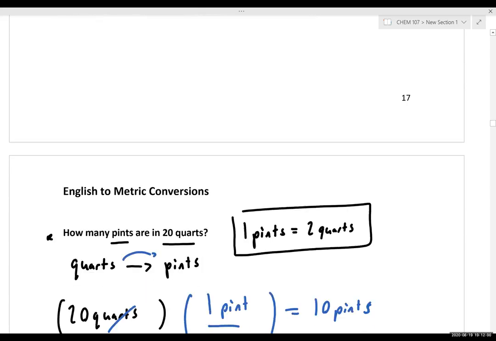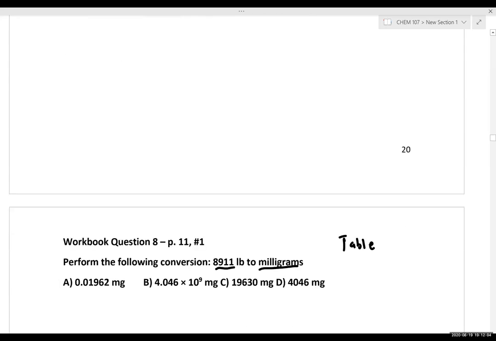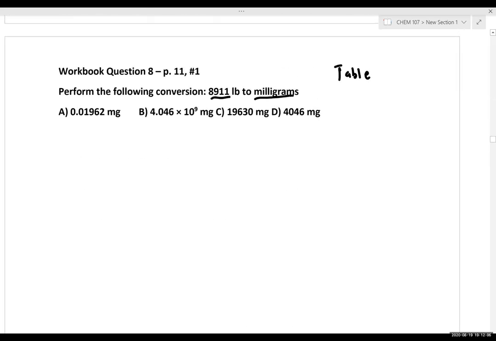So 453.6 grams per pound. Okay, so let me write that down. So we have 453.6 grams is equal to 1 pound.